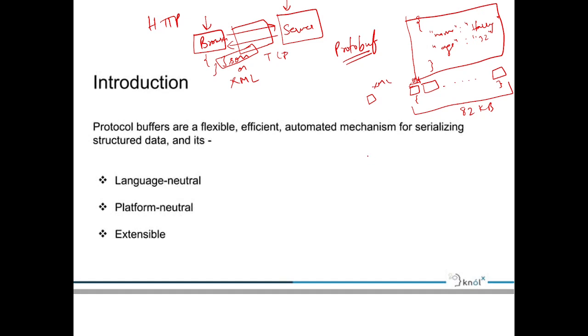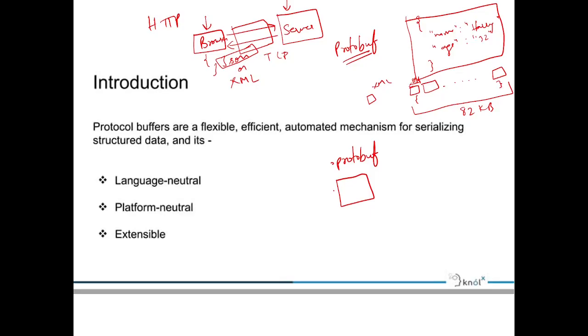In the case of protobuf, we first create a protobuf file in which we declare the schema, and this schema will be shared between both components, our client, that is the browser, and our server. This schema will be available on both sides. That is the protobuf file.